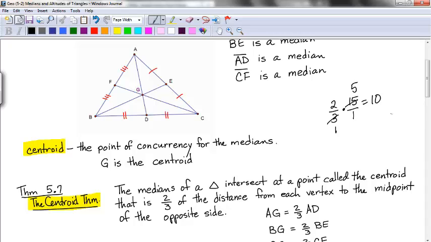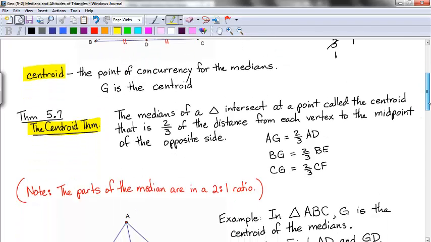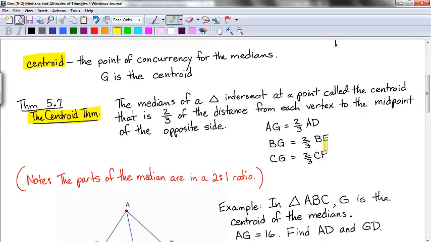Okay, and same thing on the other ones. If I said BE, now you have to look at your picture. You have to be able to see BG is the longer one, right? So BG is 2/3 of the whole thing. And BG is in a ratio to GE of 2:1. Okay, now go ahead and finish writing. Are you down to there? Okay. And CG would equal 2/3 of CF, the whole thing.